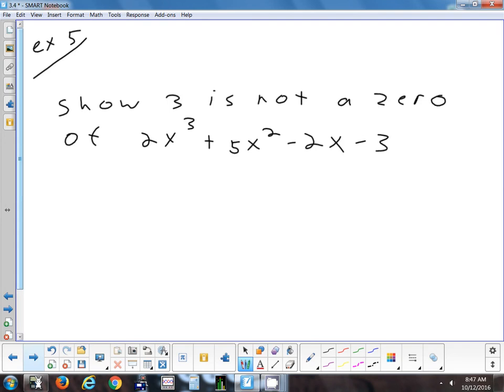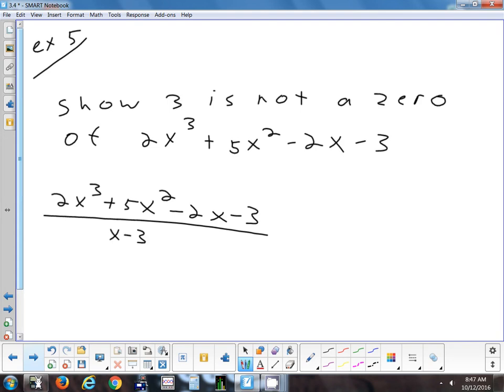All right, I want to show that 3 is not a 0. So in other words, I want to do, actually you tell me, I'm taking this, and what am I really dividing by? You divide by x minus 3. X minus 3. So show me that x minus 3 does not divide into this. And to show that it doesn't divide into it, what do you have to look at? The remainder. Yeah, look at the remainder.